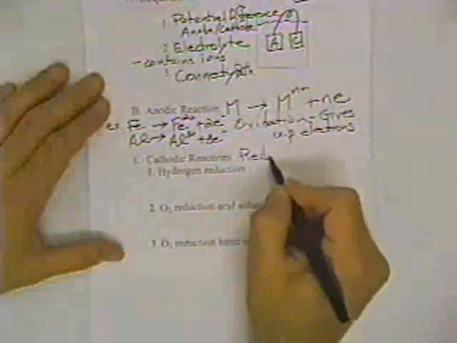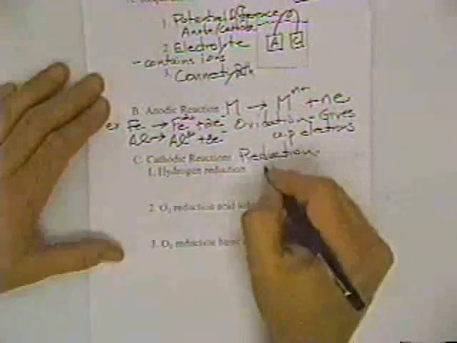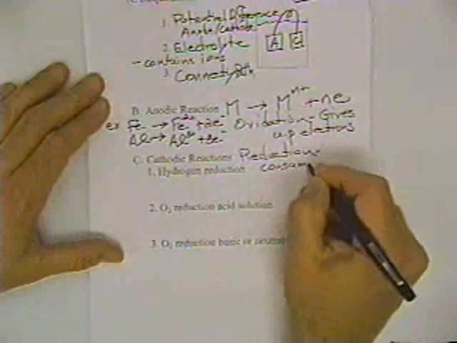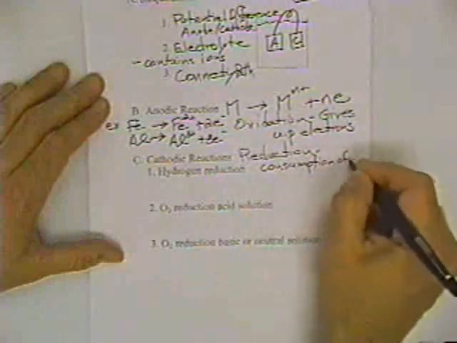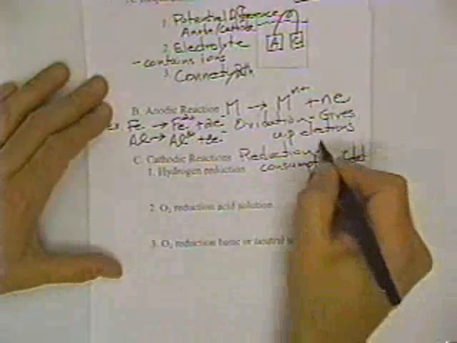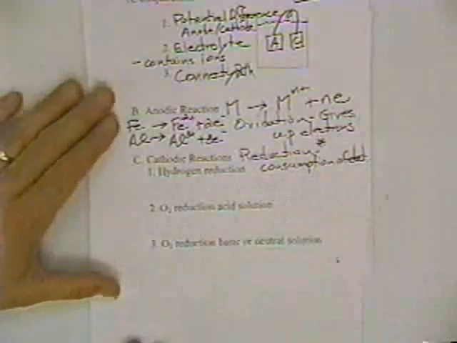So the anodic reaction, the only one you have to know is the oxidation reaction. Now, the cathodic reaction, on the other hand, has several different reactions, and we're going to take a look at 3 of them. The cathodic reaction is where reduction takes place, and reduction involves the consumption of electrons.